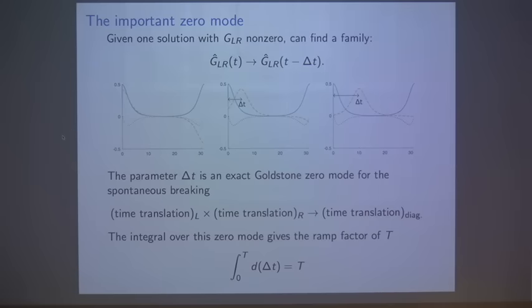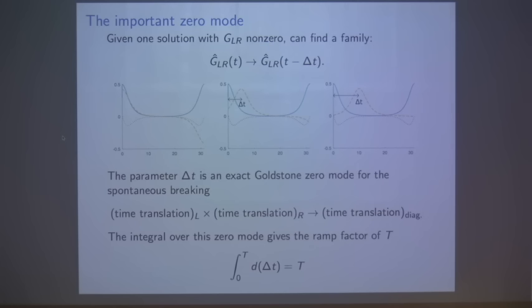So if we're given a solution to the saddle point equations where g left right is non-zero, then we can find a whole family of them by making a relative time translation between the left and the right systems. So in terms of this g hat variable, we just shift the argument of g left right by a parameter delta t, where delta t represents the zero mode. Those plots are numerical plots for non-zero values of delta t. You can see that that yellow curve just gets shifted over.